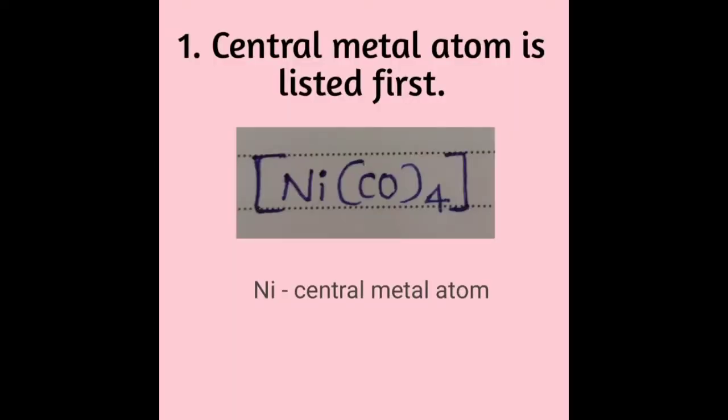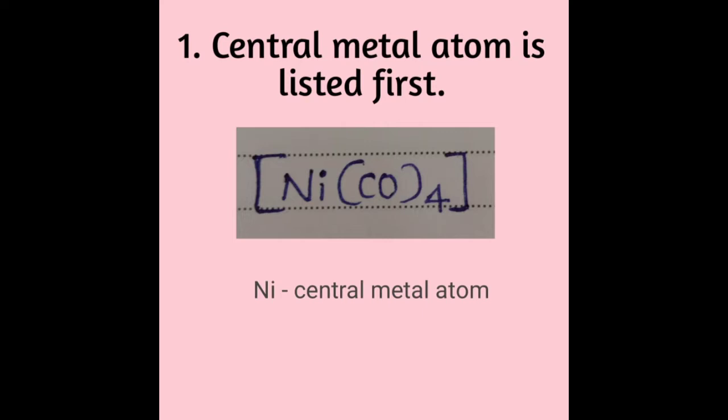First rule is: the central metal atom is listed first. If you want to list the central metal atom first, you should identify the central metal atom in the given name of the coordination compound. So, it will probably be a d-block element. That metal that is present in that coordination compound in the given name, you should be able to identify, and it should be listed first in the coordination entity.